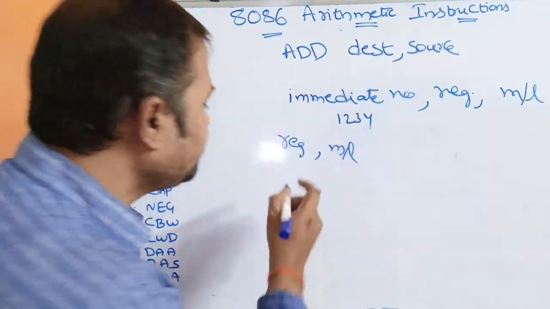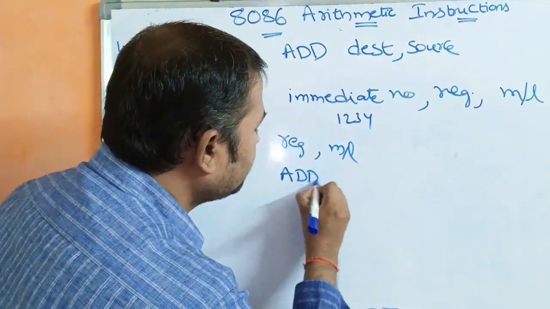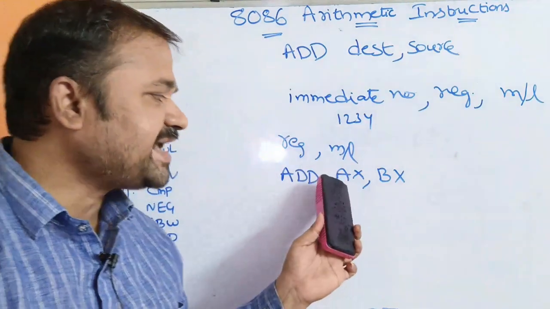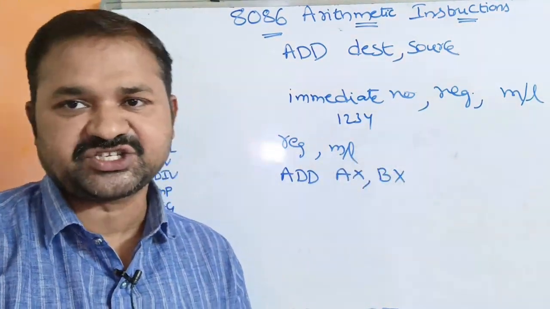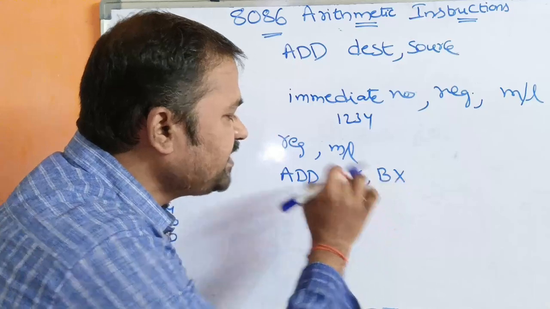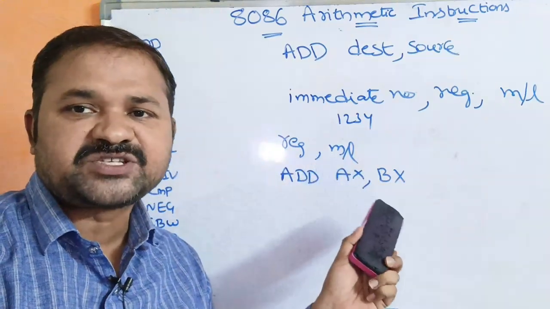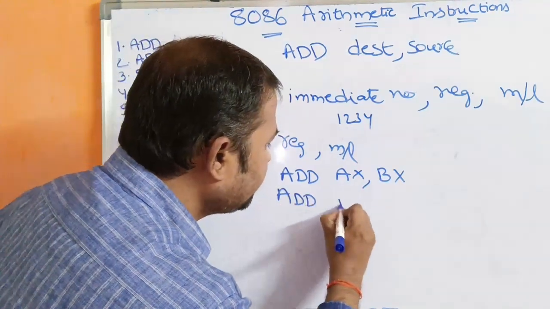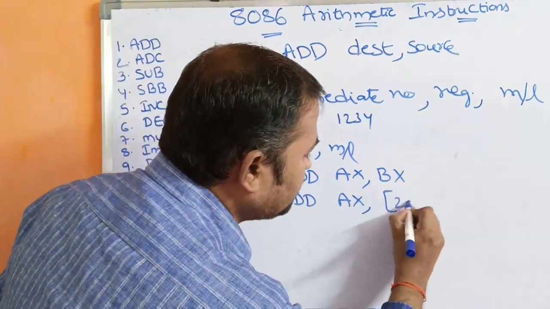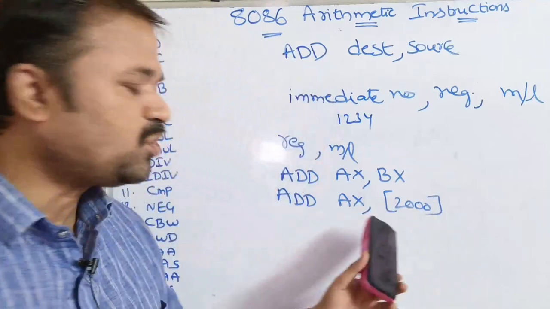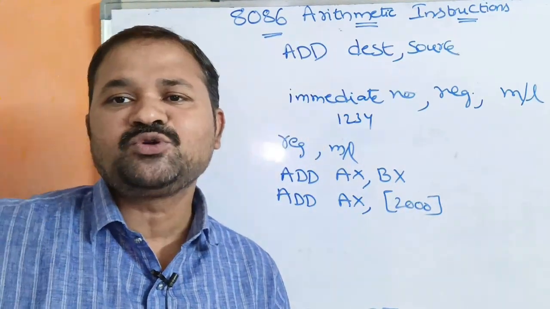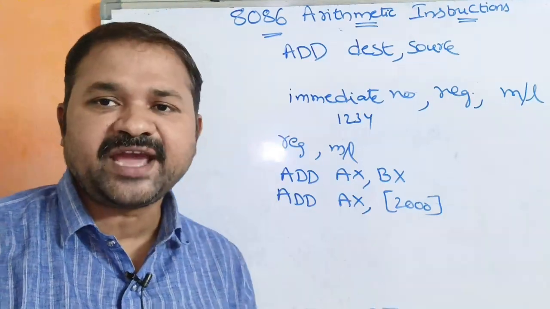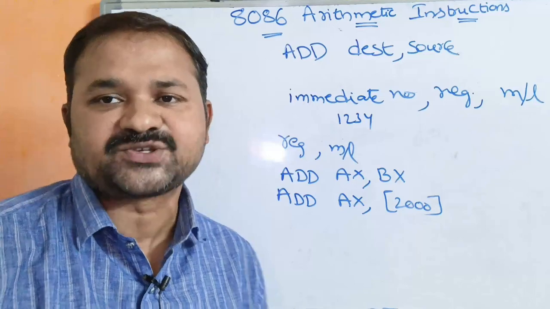Let us see some examples. ADD AX comma BX. Here AX acts as both source and destination register. So the contents of BX will be added to AX and the result will be stored in the AX register. Next, let us see one more example. ADD AX comma [2000]. So 2000 is nothing but an effective address. Let 2000 contain some content, 1234. So 1234 will be added to AX and the result will be stored in AX only.